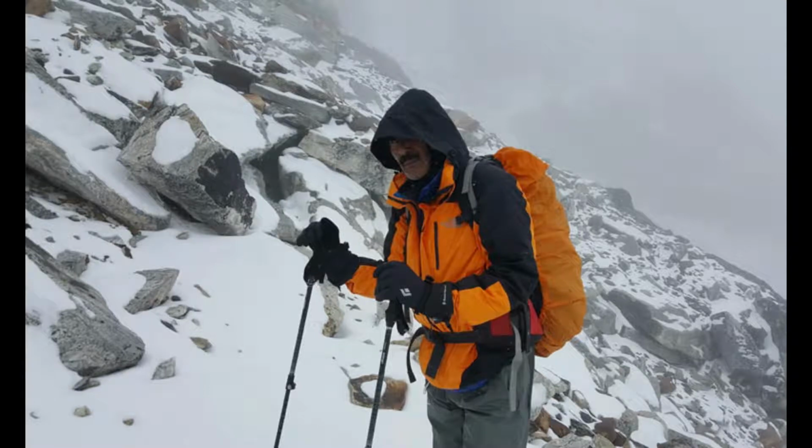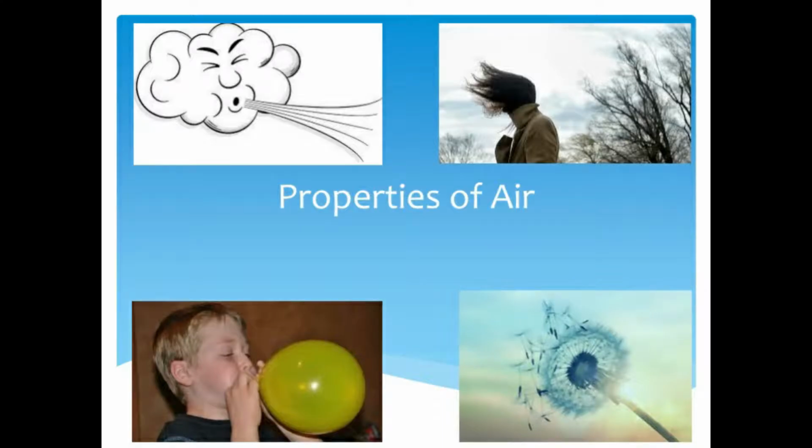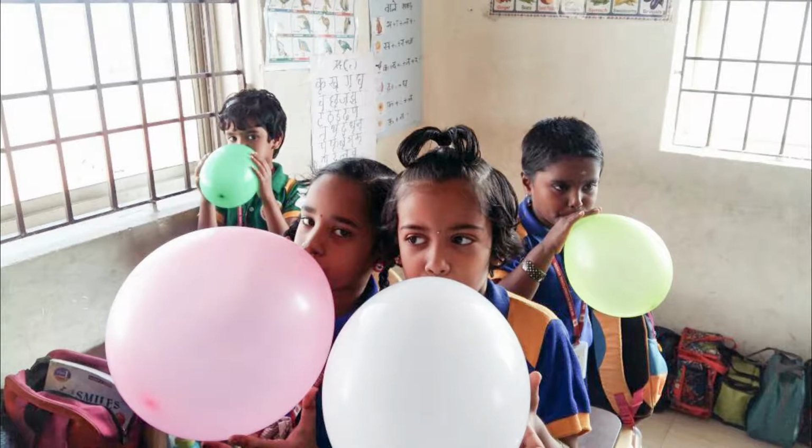Next is properties of air. The first property of air is air occupies space. Example, take a balloon and start blowing air into it. What do you notice? The balloon becomes bigger and bigger. And this shows that air occupies space.